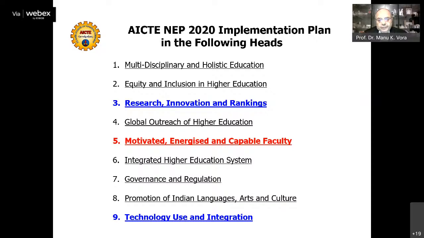Then global outreach of higher education, motivated, energized, and capable faculty, integrated higher education system, that is K through 12 plus higher education institute, seamless transition, governance and regulation, promotion of Indian languages, arts and culture, and the technology use and integration. So these were the 9 major areas under which the implementation plan recommendations will be developed by the committee.